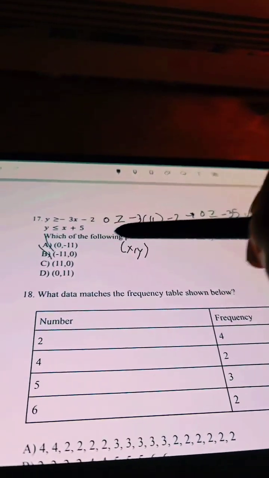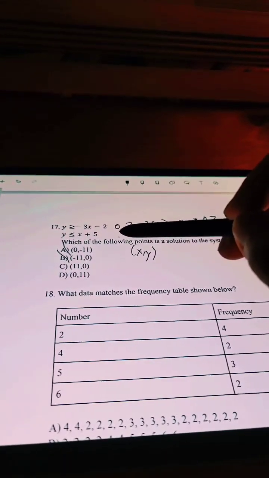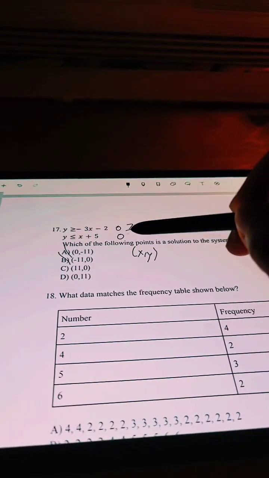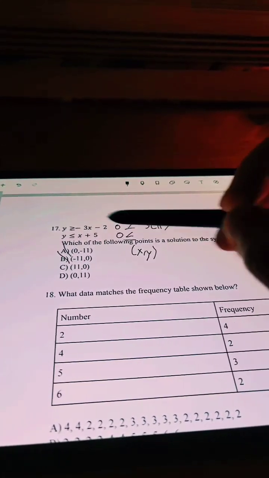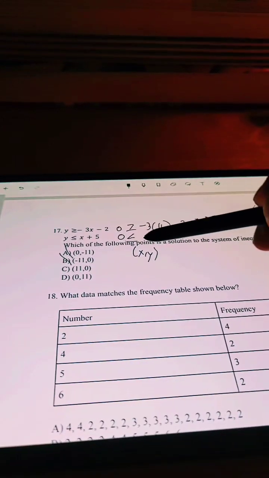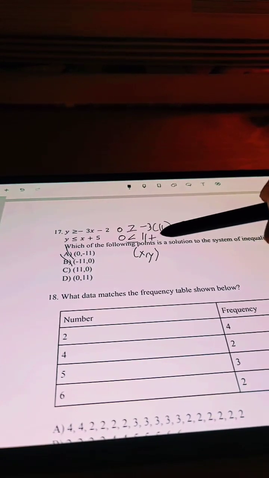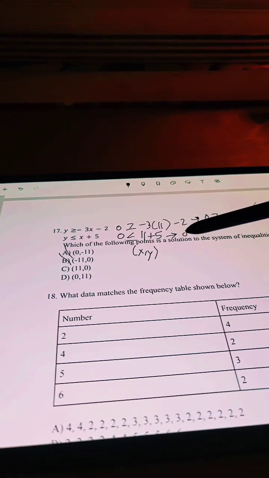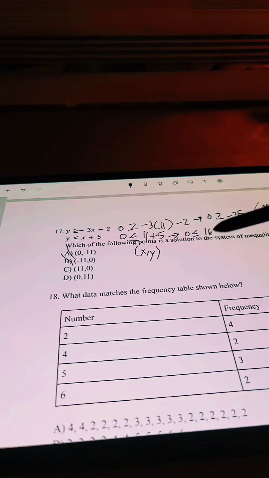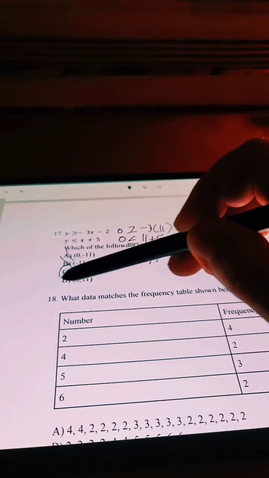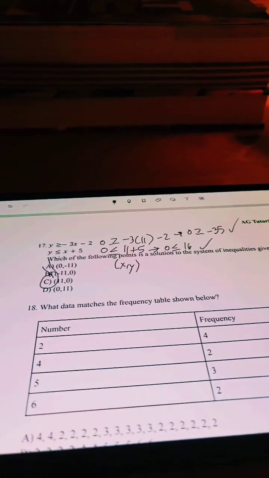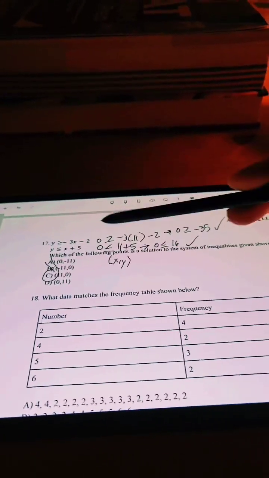So we're going to plug in into the second inequality in the system, 0 for y, and we're going to say 0 is less than or equal to, and then for x, I'm going to plug in 11. 11 plus 5. So 0 is less than or equal to 16. That also works out, so it has to be C. So if the point, when you plug it in, works for both of them, it's definitely the solution.